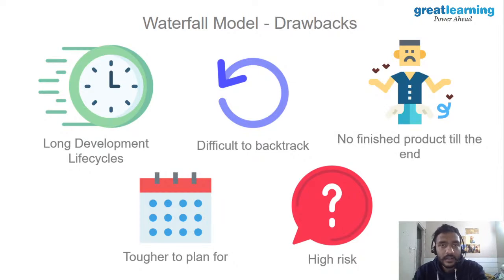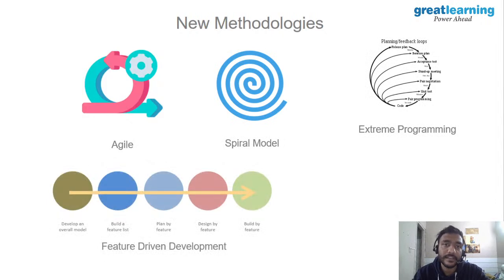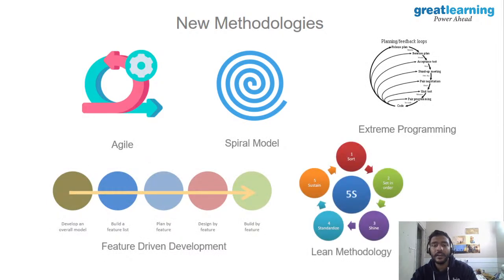So to overcome this, software development tried to come up with better methodologies, newer methodologies. And you might have heard of some of these. Go ahead and let me know in the chat if you know some of these, okay? So we have Agile. I'm pretty sure a lot of you have heard of Agile. Agile is now being used in a lot of different places. Then you have the spiral model, extreme programming, feature-driven development, and lean methodologies.